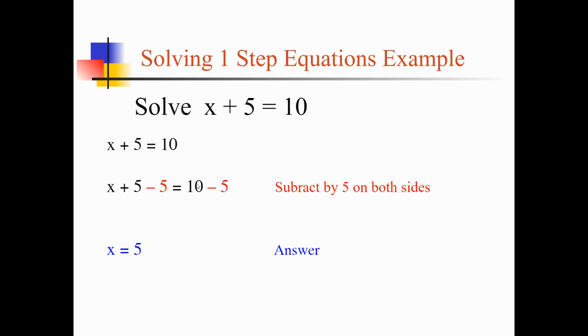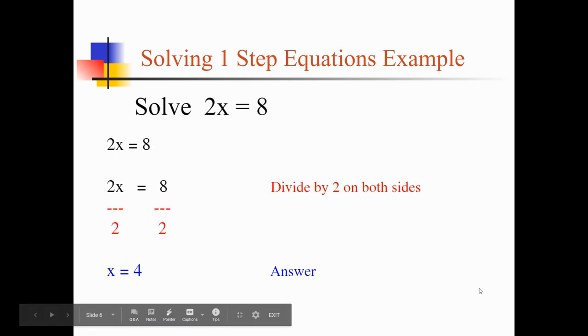Once you do that, 10 take away 5 equals 5. So we know that x equals 5. We can actually check that as well by inserting 5 for x and putting 5 plus 5, and we know that equals 10. So we know that this answer is correct.